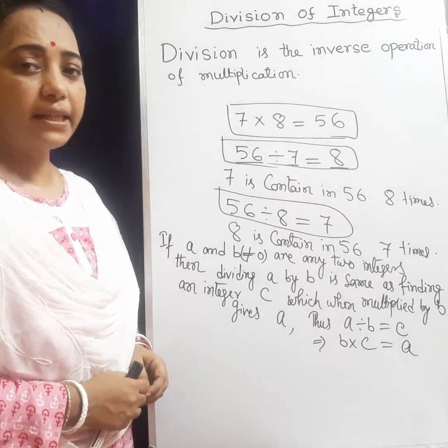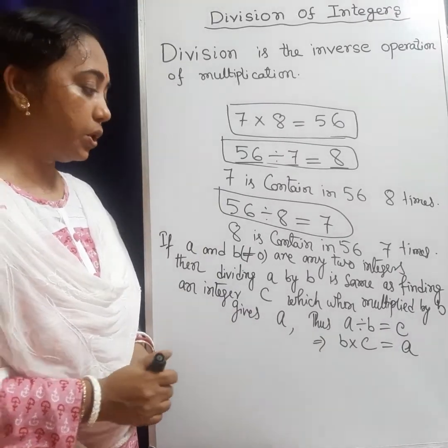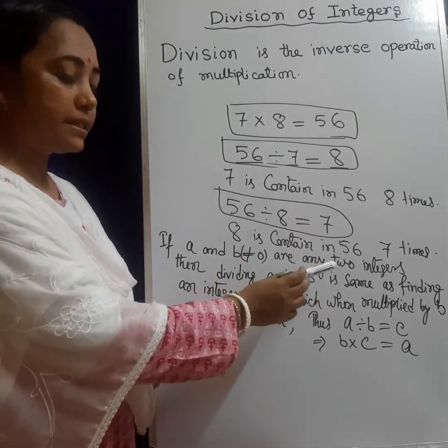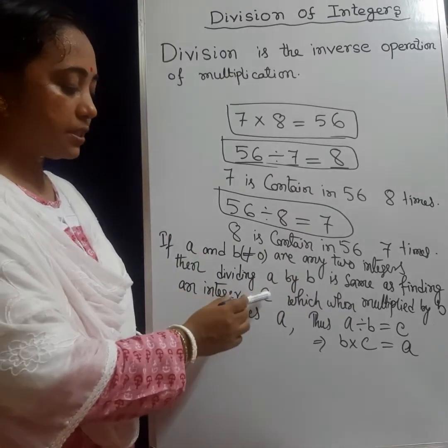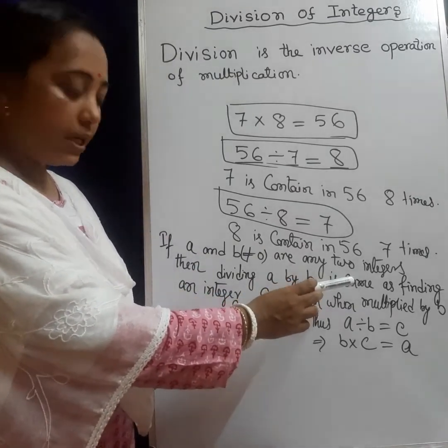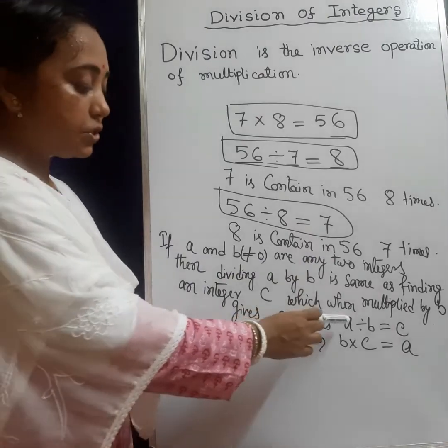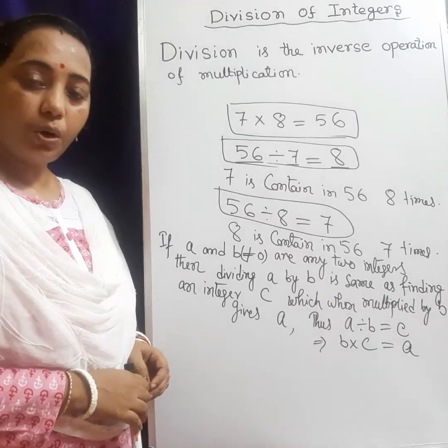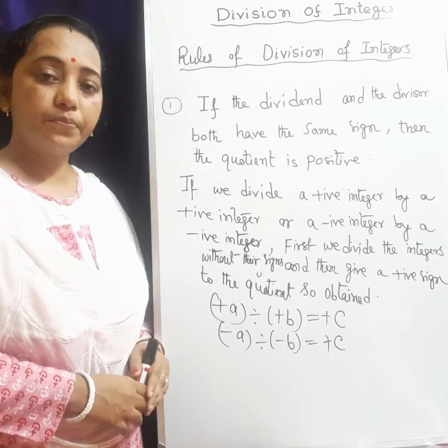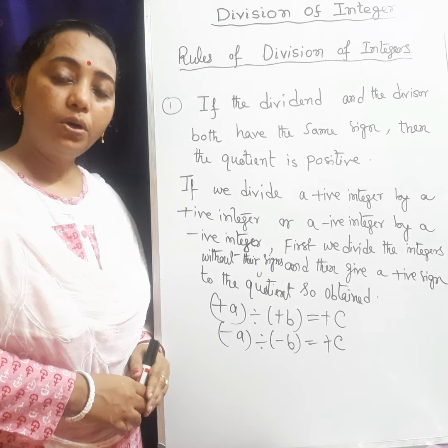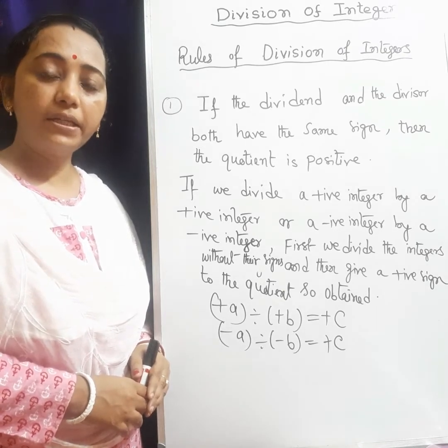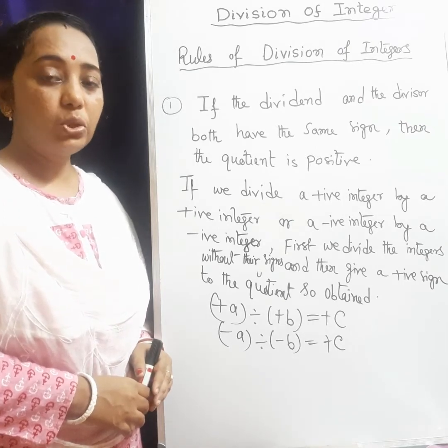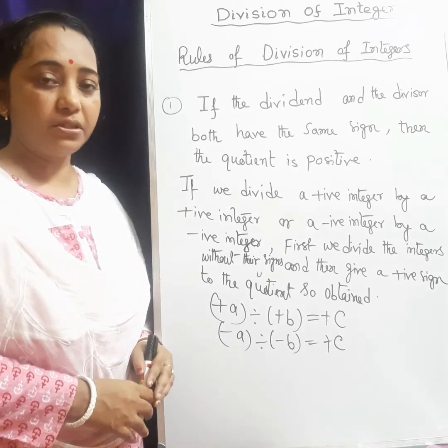So we can say that if a and b, not equal to 0, are any two integers, then dividing a by b is the same as finding an integer c, which when multiplied by b gives a. Thus a divided by b equal to c implies b multiplied by c is equal to a. Now you have learned how to divide a natural number by another natural number. Now let us see the rules for division of integers.